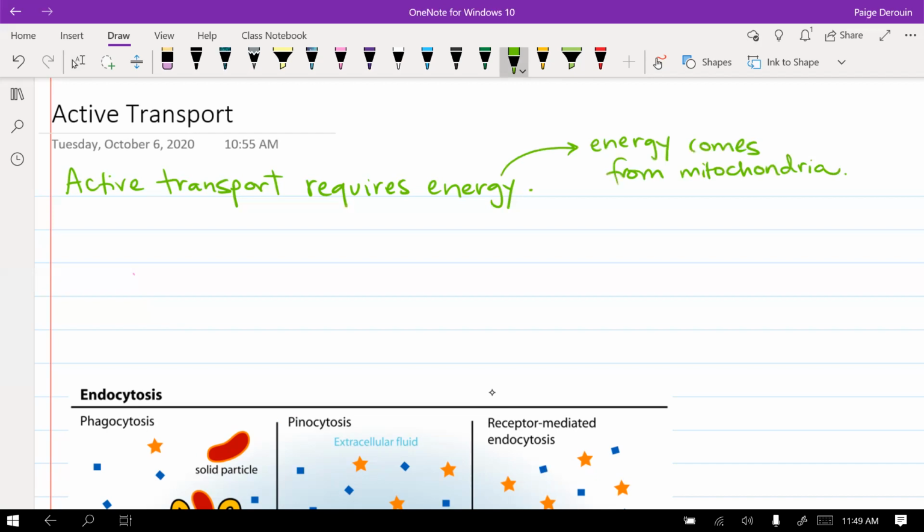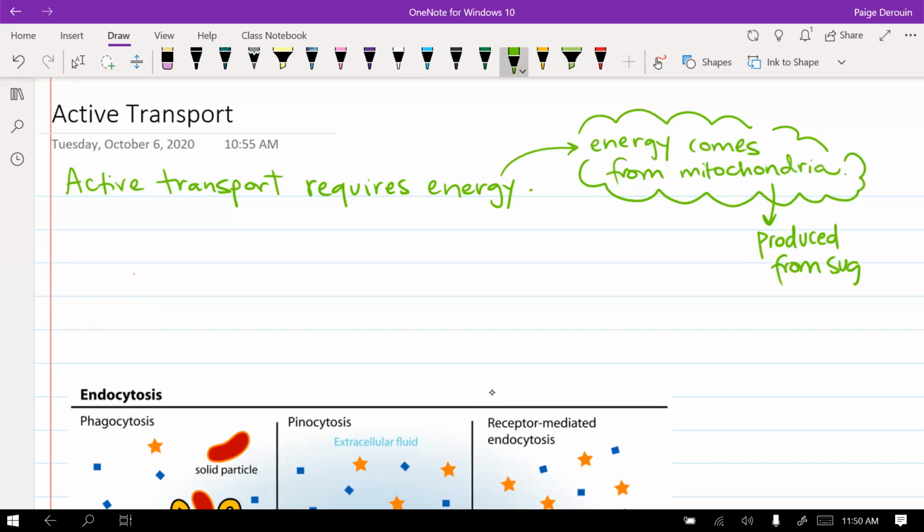Now we're going to take a step even further back, and think about where the mitochondria get the ingredients to make the energy. Food we eat. Yeah, exactly. Specifically, what foods? Carbs and lipids, but for mitochondria, it uses carbs. So I'm going to say this is produced from sugars you ate.